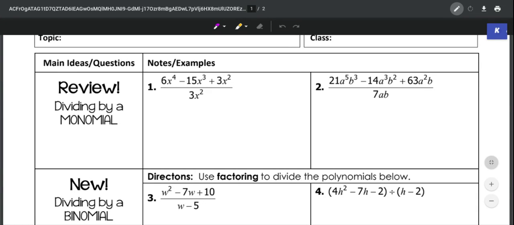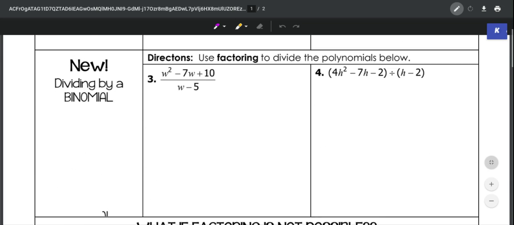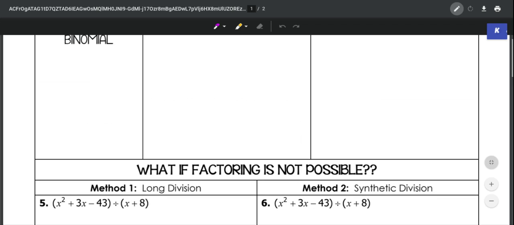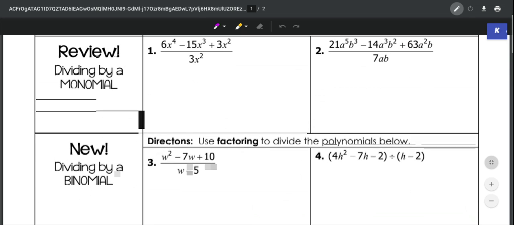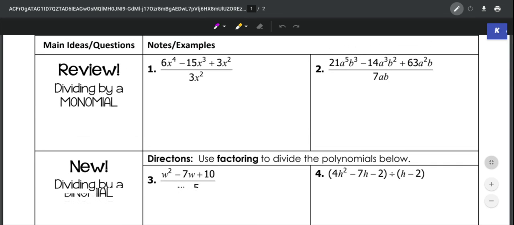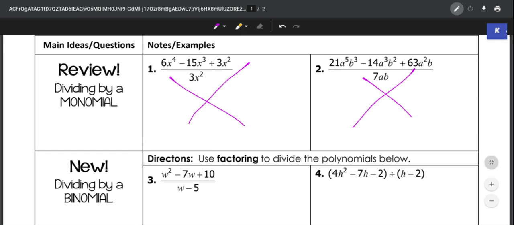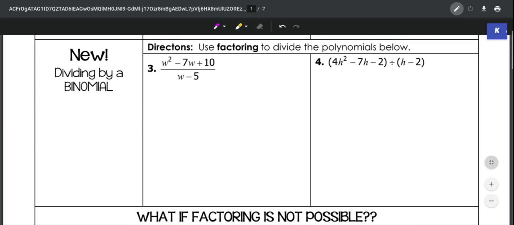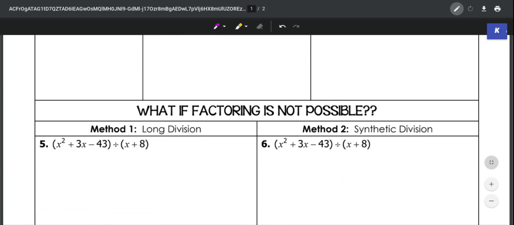This video is going to cover long division and synthetic division for dividing by a binomial. Now, we didn't really cover dividing by a monomial because it's pretty easy, but we're not really going to worry about that. We're going to look at dividing by binomial first, then we're going to look at long division and synthetic division when you can't factor what you've got, which we're going to primarily focus on.